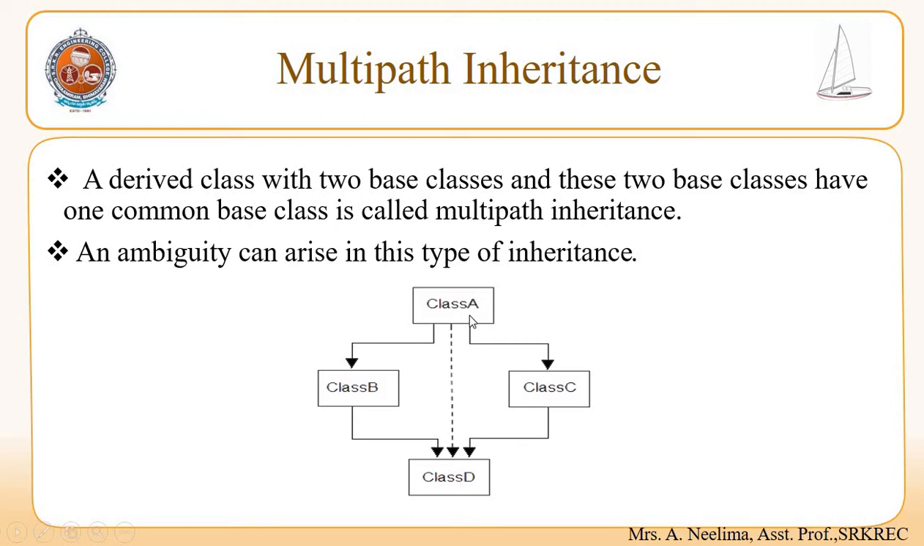Suppose here we have a class A, which is a base class, and class B and class C, which are derived classes of class A, where the methods or data members are inherited into class B and class C. Whatever copy of A there is will be copied into class B as well as class C. Next, you have another derived class, class D, which is inherited from class B as well as class C. So here an ambiguity can arise. Let us see what that ambiguity is.